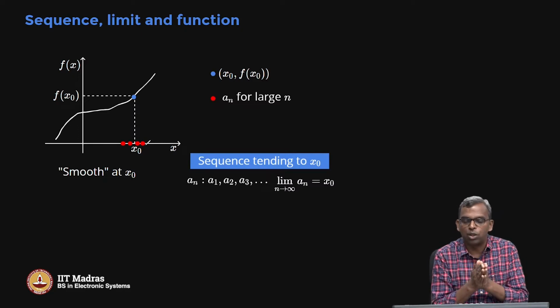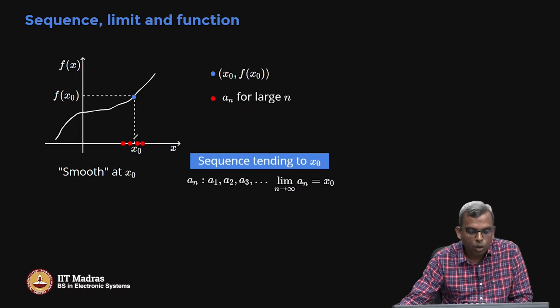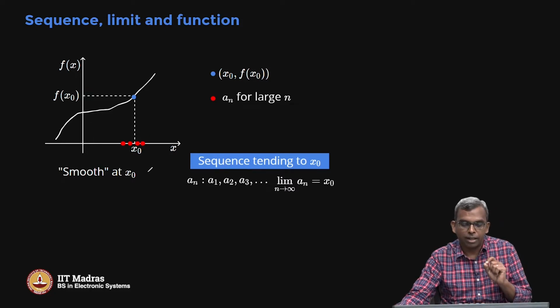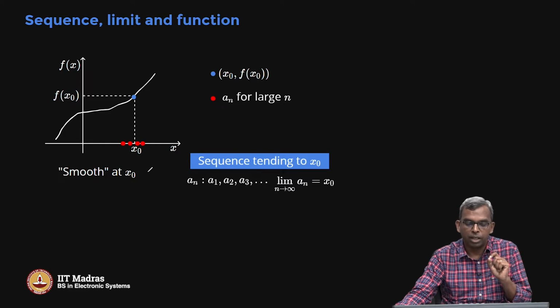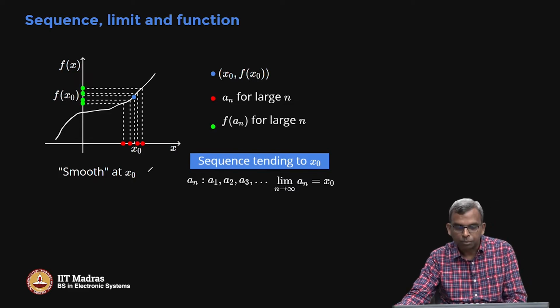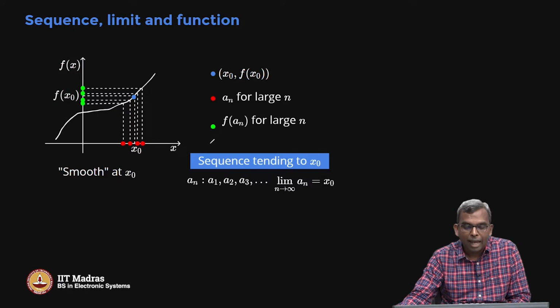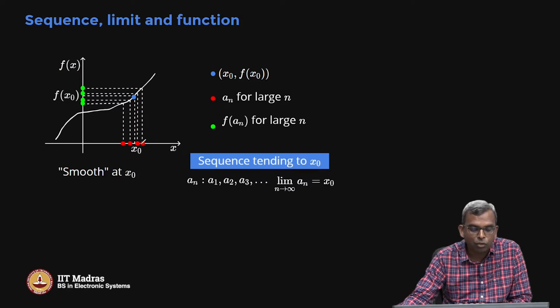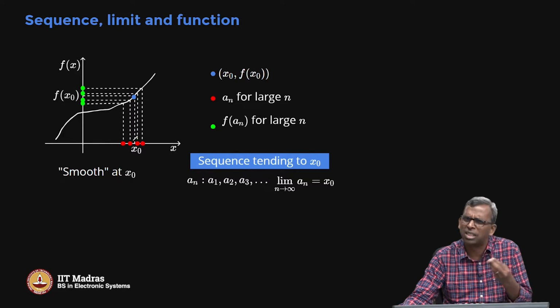Because I'm converging to x naught. Because of the convergence, all these red dots, which are actual values of this sequence for large n, are going to be around x naught. Okay, so here is the little trick or notion which is very crucial here. What we do next is we look at f of an for large n. So here are my an for large n, these red guys. I've shown just a few of them.